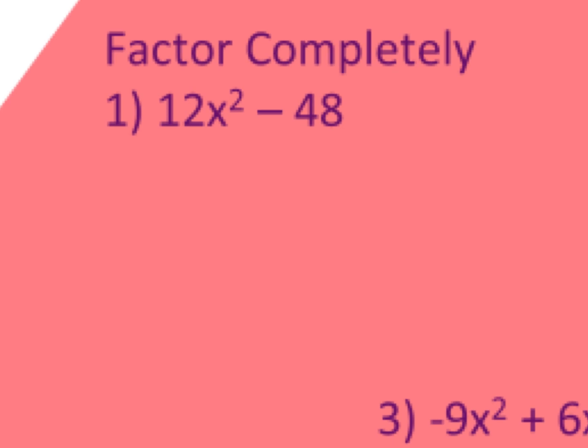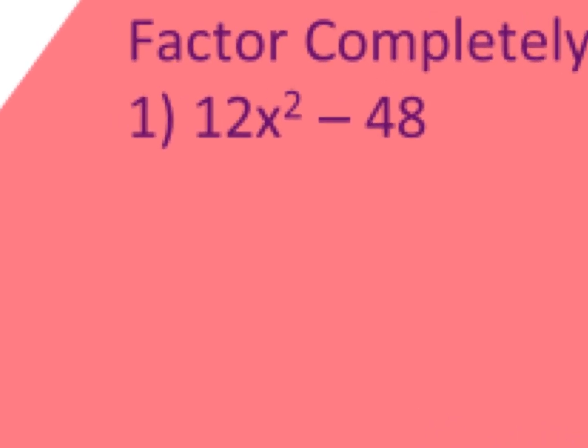So looking at number 1, what's the first thing we should always do in factoring? GCF. Do I have a GCF here? What is it? Do we have 12? 12 goes into both of them. We can divide them both by 12. And what are we left with when we take out a 12? X squared minus 4.